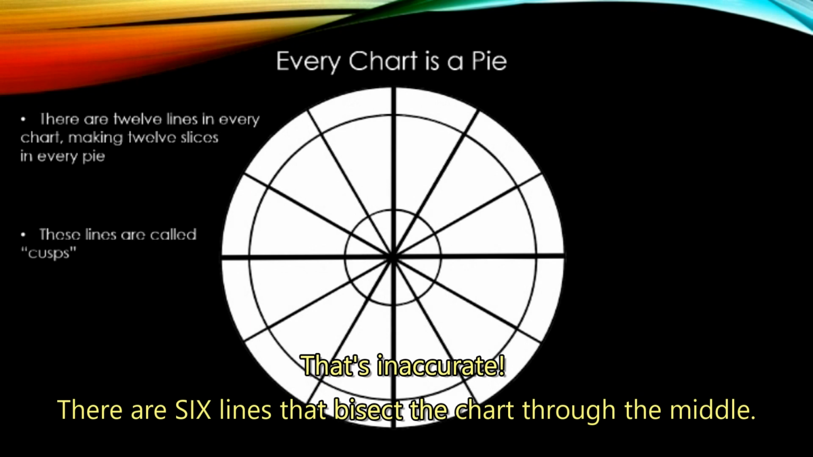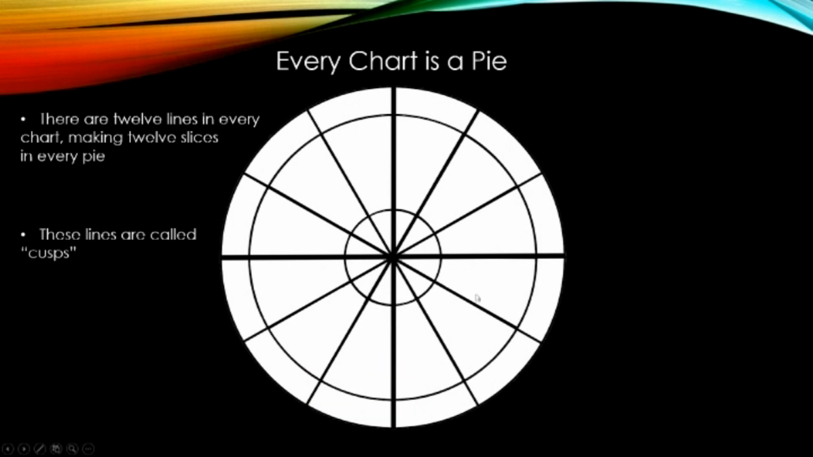Every line is called a cusp. So you see these lines going across. Those are called cusps. Here's this word. Everybody thinks the word means the place in between signs. First of all, there is no place in between signs. There's one sign and then there's the next sign. But the lines between them, the lines that start them, are called cusps.